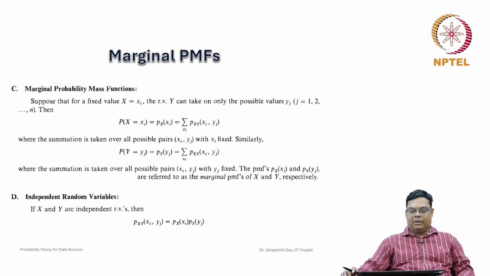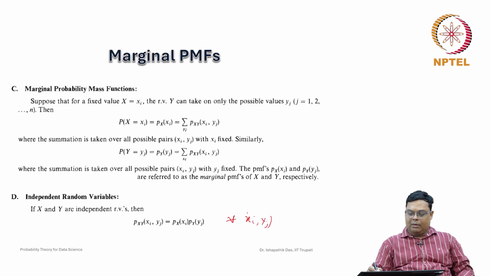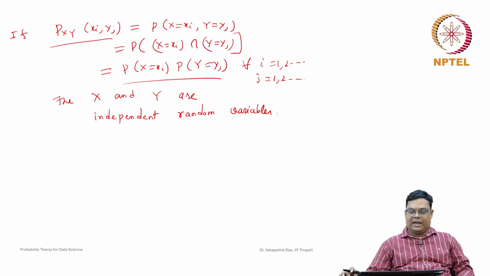So, this is the joint probability mass function we discussed, how we can find the marginals using the joint probability mass function, and how we can define independence. If x and y are independent random variables, then this will be true for all xi and yj belonging to the range of x and y, that is, for all i equal to 1 to m and j equal to 1 to n. It should be represented here that it holds for all i and j.